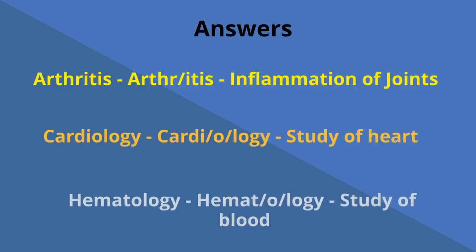So there you go. The answers for the quiz. Arthritis. Once again, you use a backslash and divide arthritis. So you have arthro and itis. Remember, O is dropped here because itis begins with a vowel. So the answer is inflammation of joints. Arthro means joint.